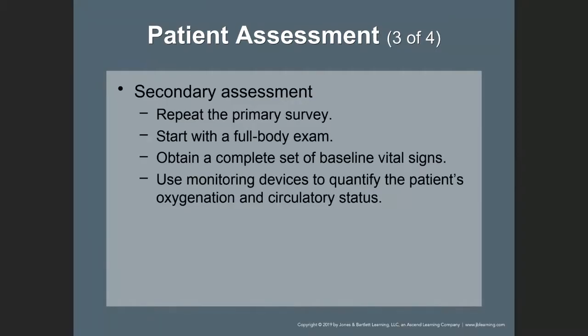After your history taking, then you have your secondary assessment. This is where you're going to repeat your primary. You're going to look at your interventions, see what has worked, and make adjustments if you need to, downgrade or upgrade. Start with a full body exam, obtain a complete set of baseline vital signs, and use your monitoring devices: end-tidal CO2, pulse oximetry, and put your patient on your cardiac monitor. You may need to obtain a 12-lead ECG if you think it's necessary.